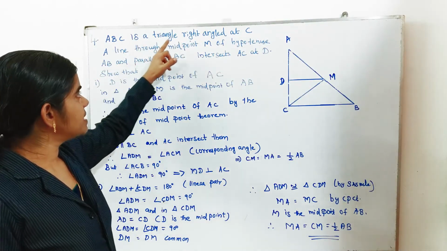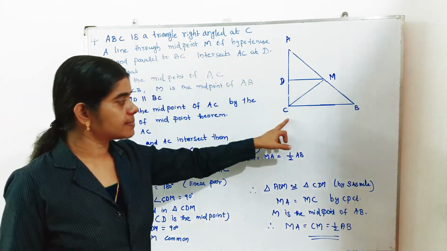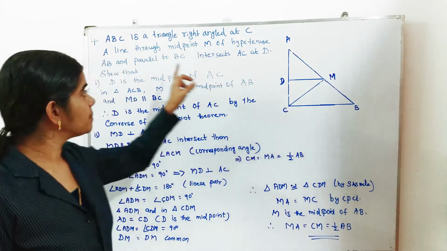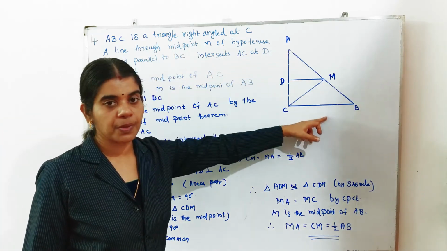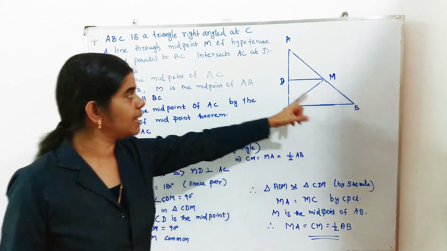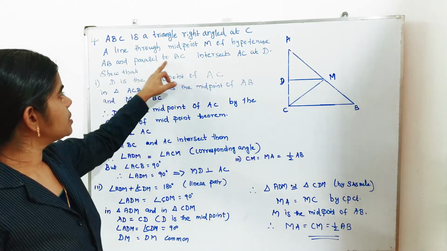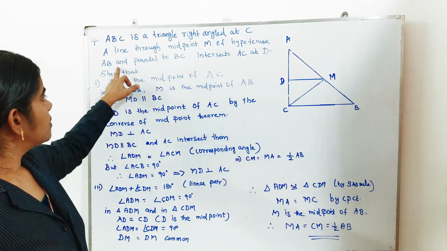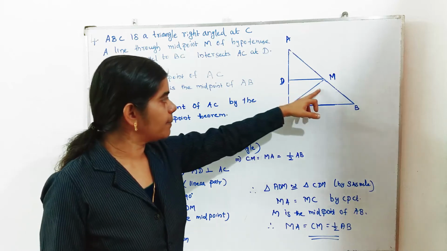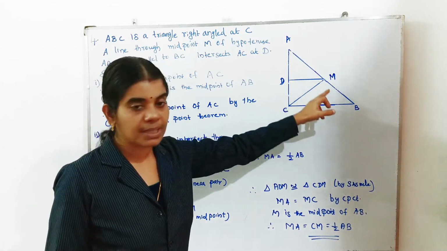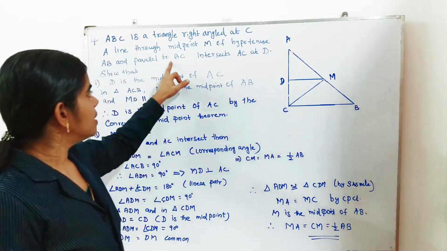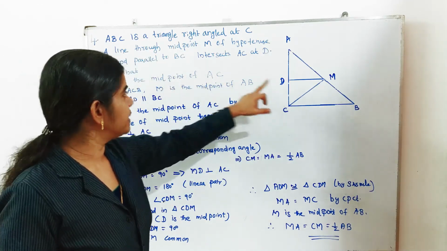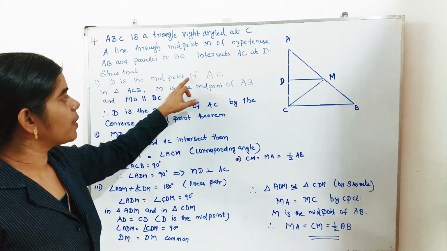Next question. ABC is a triangle right angled at C. At C it is 90 degrees. A line through the midpoint M of the hypotenuse AB, M is the midpoint of AB, parallel to BC. We are drawing a line MD through M parallel to BC. It intersects AC at D. Show that D is the midpoint of AC.